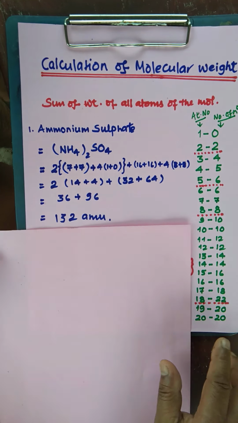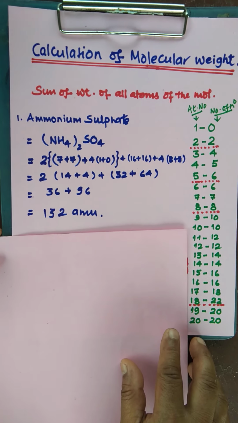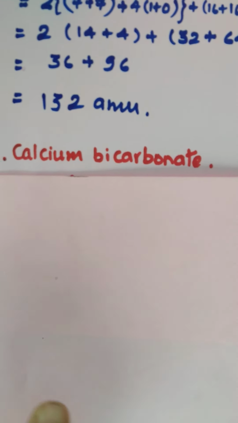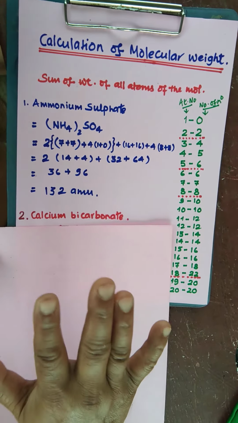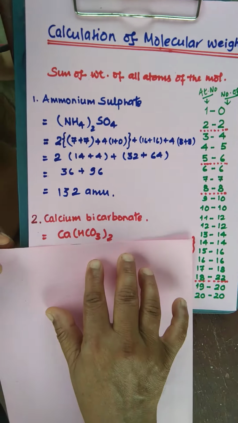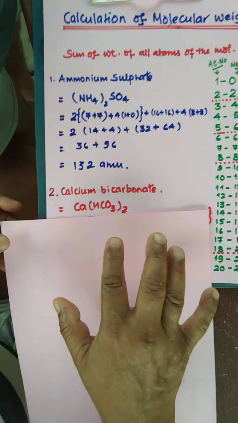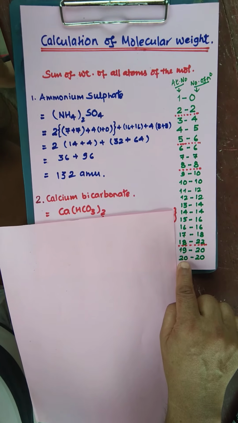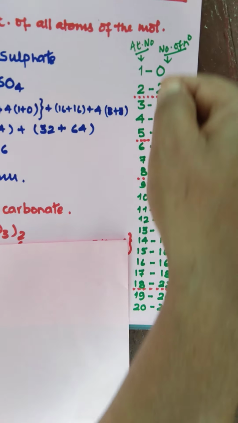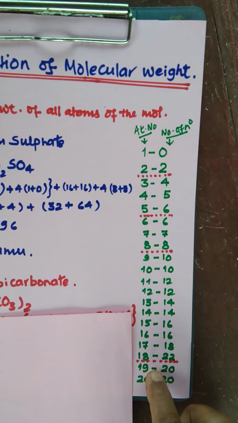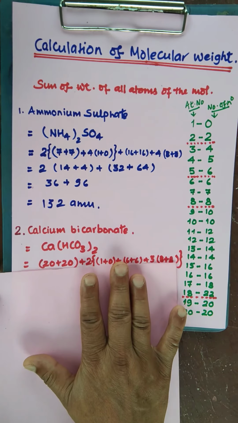In the same way, let me describe another calculation of a molecule's molecular weight. This is calcium bicarbonate. You know that the first step is you must write the correct molecular formula. The correct molecular formula is Ca(HCO3)2. And now you know calcium is 20, hydrogen is 1, carbon is 6, oxygen is 8, and according to this their numbers of neutrons are present. Atomic number is equal to the number of protons. Then we go further this way.